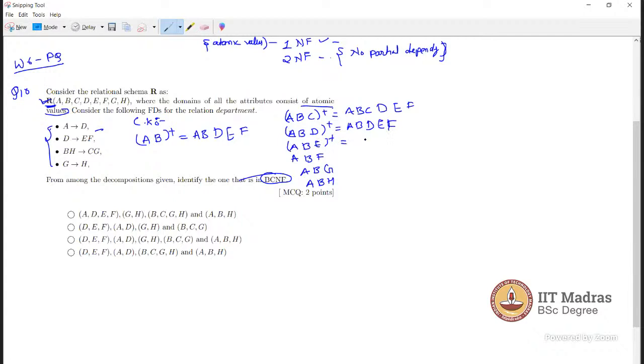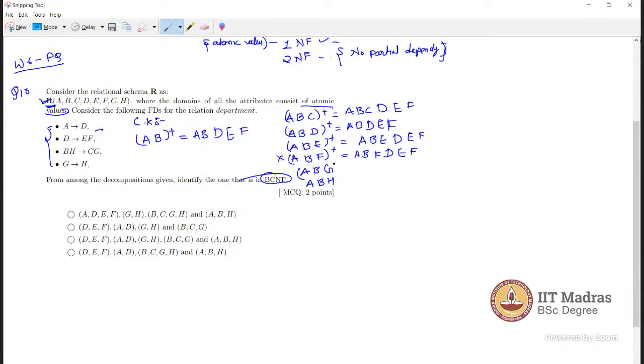Then let us check for ABE. From A I will get D, from D I will get E, F. So this is not equal to relation R. Then let us take the closure of ABF. From A I will get D, and from D I will get E, F. Still H and G we have not got. So it is not equal to relation R, so this is also not a candidate key.